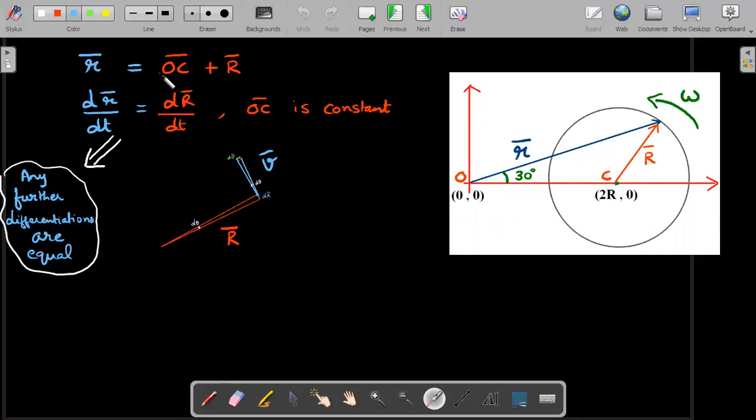When I differentiate both sides once with respect to time, I immediately get rid of OC, which is a constant. So first and foremost, differentiating small r bar or capital R bar any number of times gives equal results. That makes my life easy. I'm now going to look at only the radius vector. From now onwards, we'll call capital R bar the radius vector, and small r bar the position vector. So it boils down to just finding the differentiation of the radius vector.